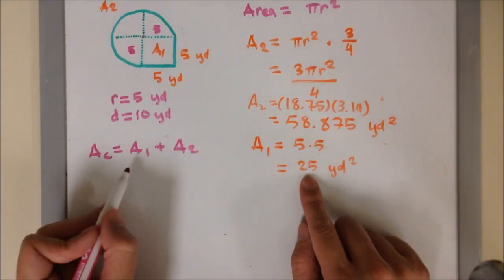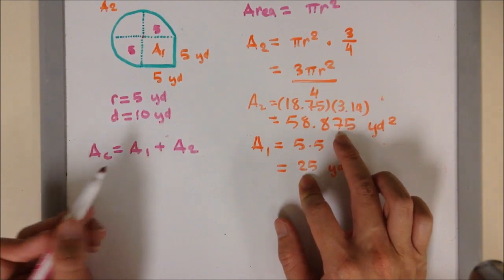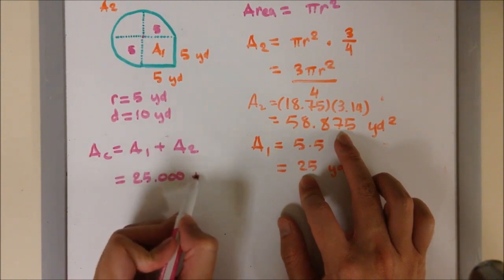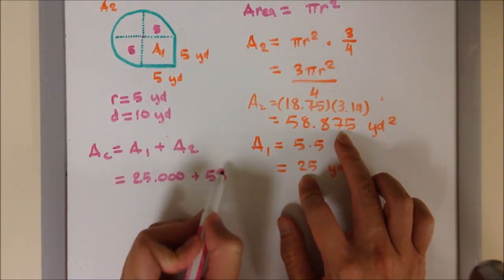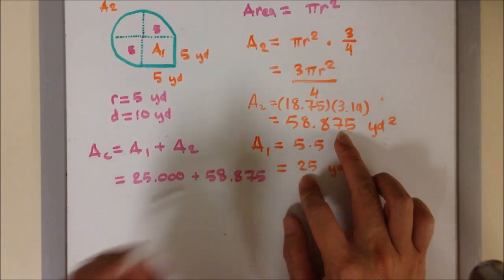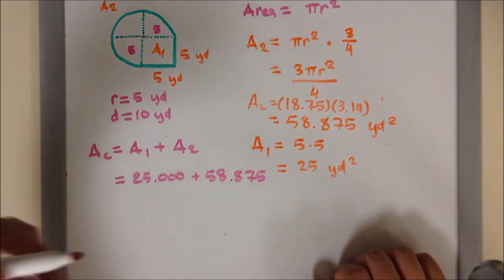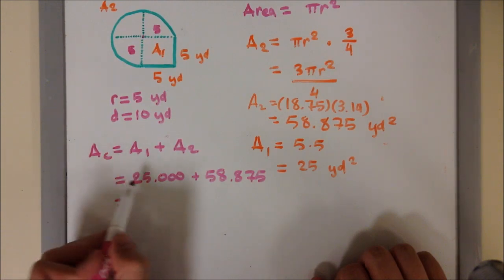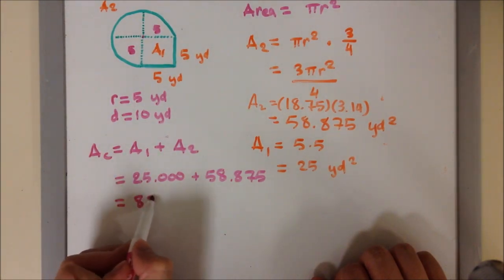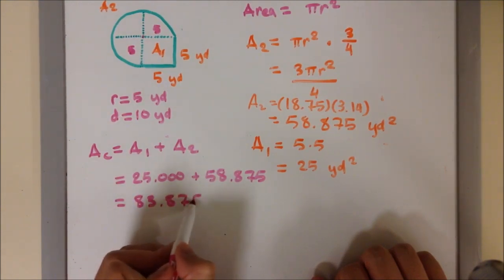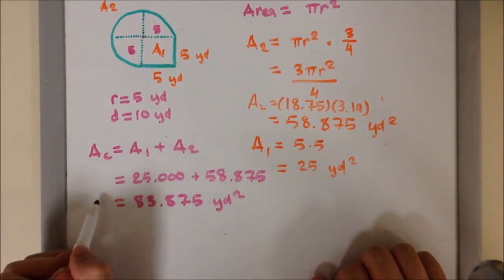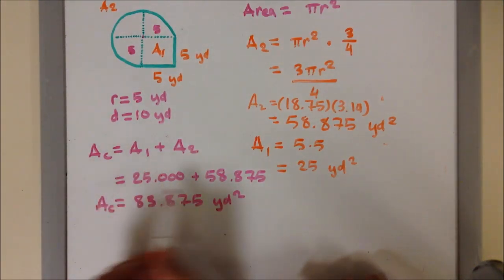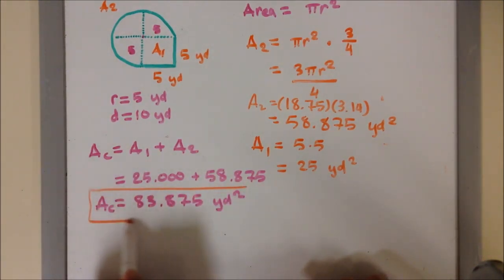Now be mindful, 25 is my A1. It's a whole number, but I'm working with decimals, so I'm going to write it as 25.000 plus my A2, which is 58.875. When I'm adding these up, make sure you line up your decimals. When you add, you should have 83.875 yards square. So that's my AC. So my final answer is 83.875 yards square.